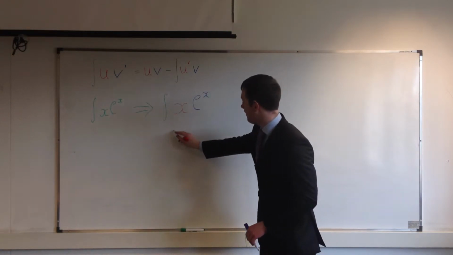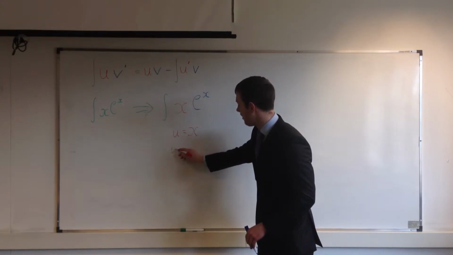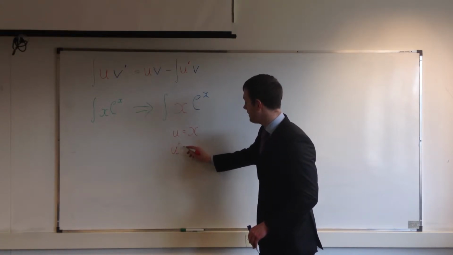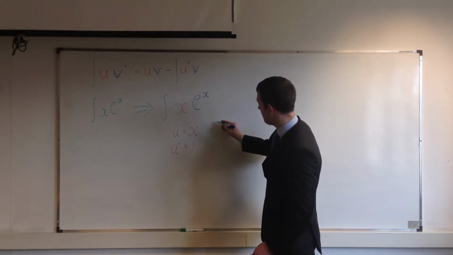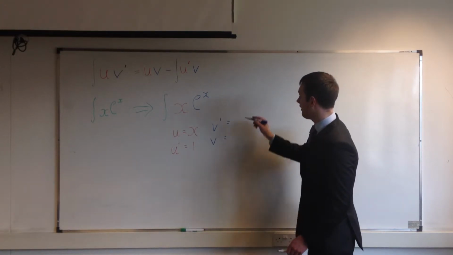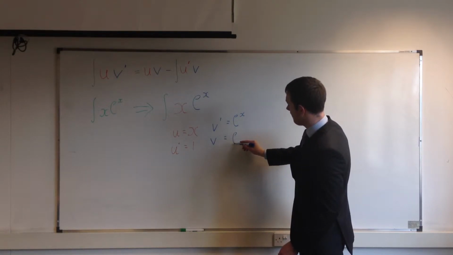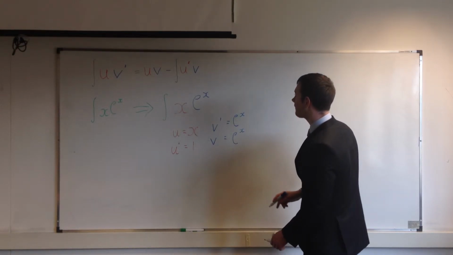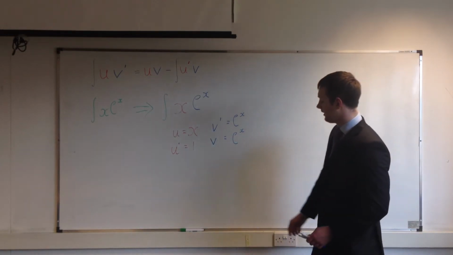Now obviously, x differentiates to give us u prime, which is equal to 1. And e to the power x is our v prime, and the integral of e to the power x is e to the power x. Now all that's left to do is simply substitute this back into the equation.